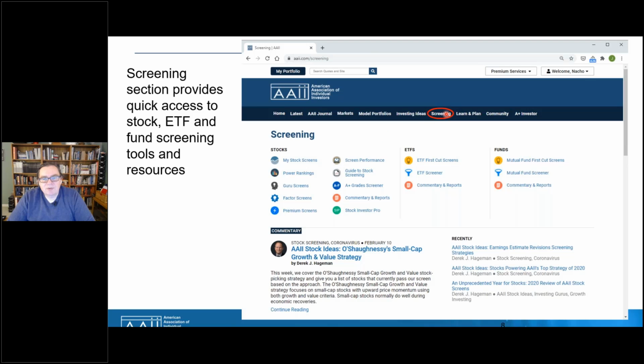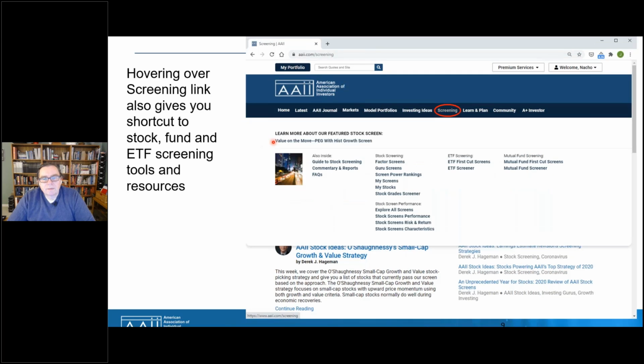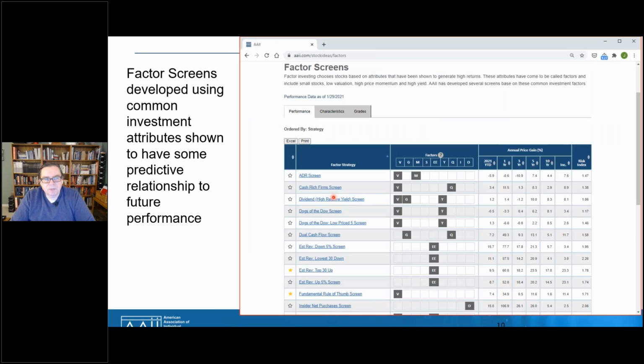You can also, if you happen to hover over the screening bar on our website, you'll get a drop-down that in effect duplicates many of those same links. It gives you a few additional links such as FAQs and a guide to stock screening, but we try to in effect replicate the tools that you can get on that homepage as well. So if you want to hover over it and get to some of these tools, you can do so.